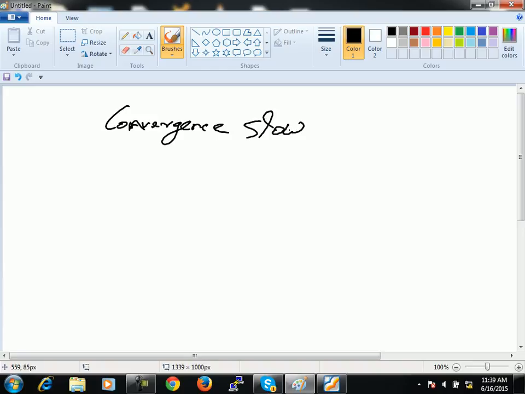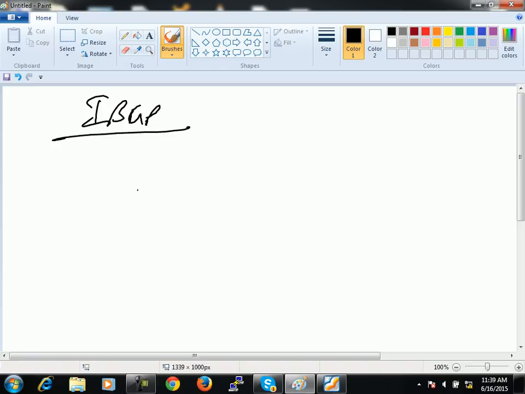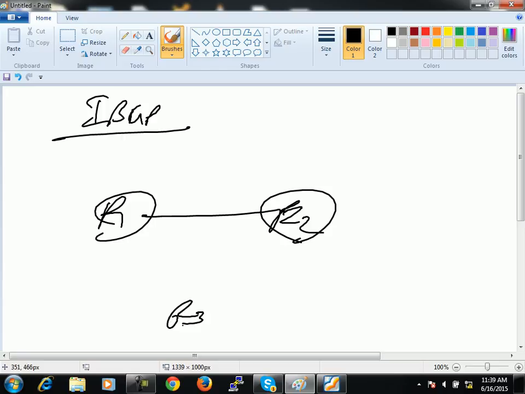Convergence is slow in BGP. It converges slowly as compared to IGPs. Fine. If you're talking about IBGP, it means that your neighbors will be in the same AS. Let's say this is R1, this is R2, you understand? And this is, let's say, R3. All of them are interconnected with each other now.